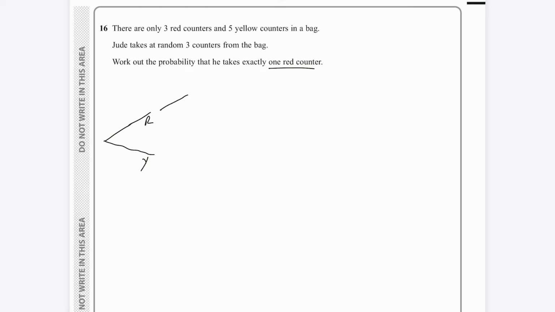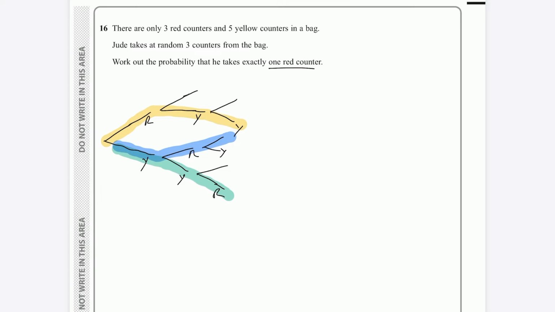So he could have either taken a red the first time, and then the second time he would have had to take a yellow, and then the third time he would have had to take a yellow. Or he could have taken a yellow, and then a yellow, and then a red, or he could have taken a yellow and then a red and then a yellow. So there's 3 possible paths he could have followed. So A, he could have done that. B, he could have done, I'll use a different color, that. Or C, he could have done that.